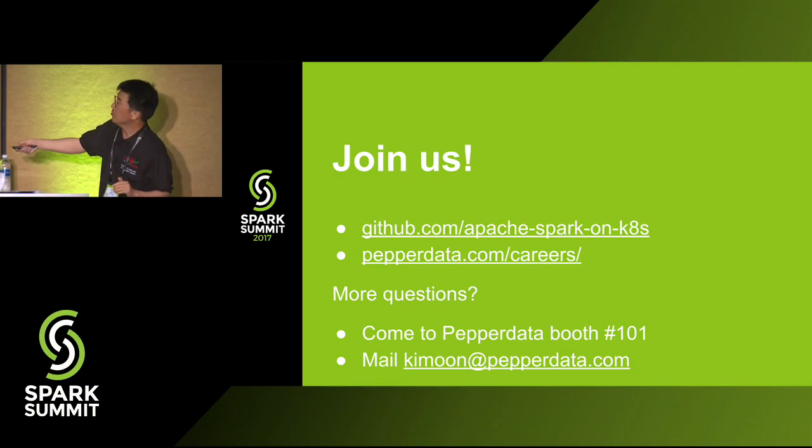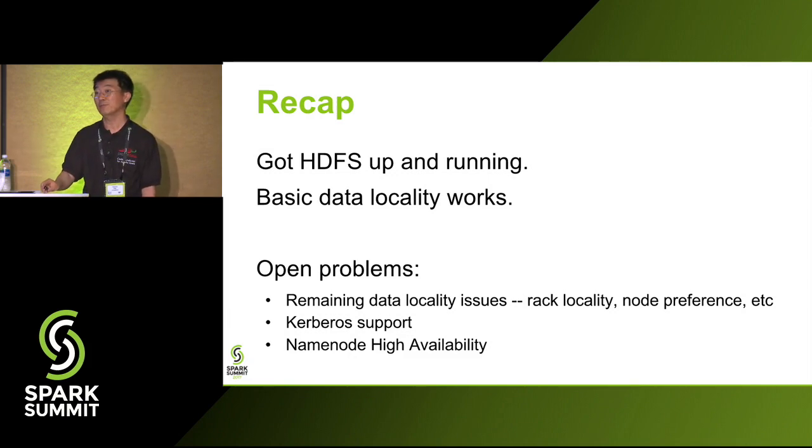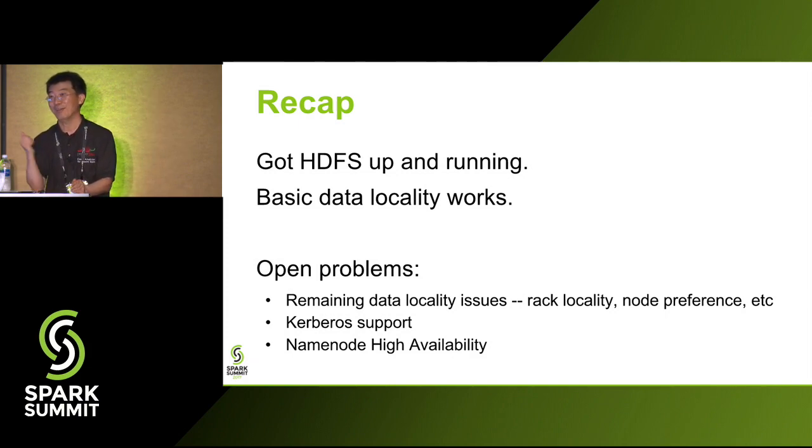I'm actually glad that you asked the question. That's the remaining work item, node preference. You got the right example. You have a 1,000-node cluster, but your data is pretty small, residing only on 10 nodes. We're working on that right now. I wrote a pull request last week for handling this.